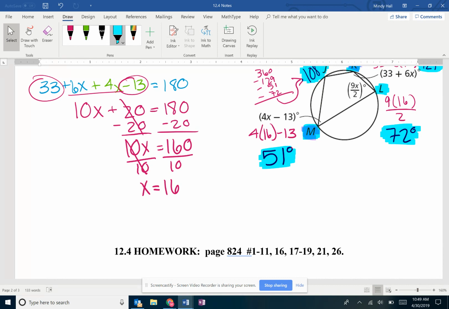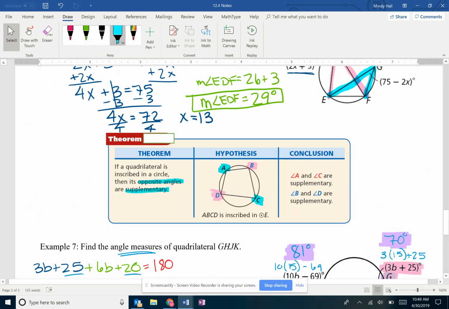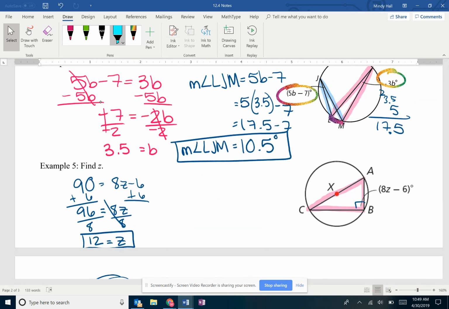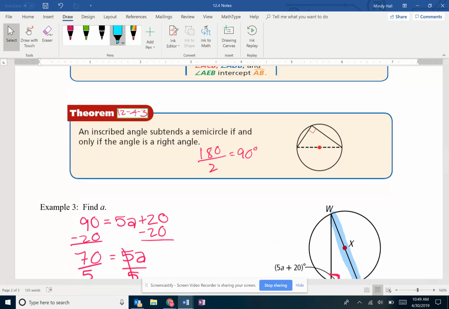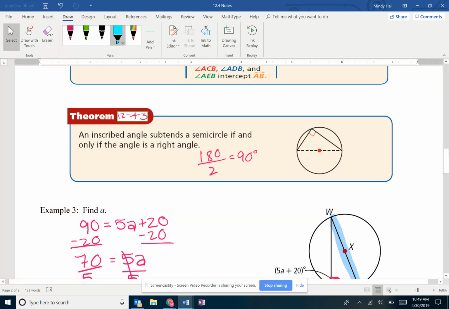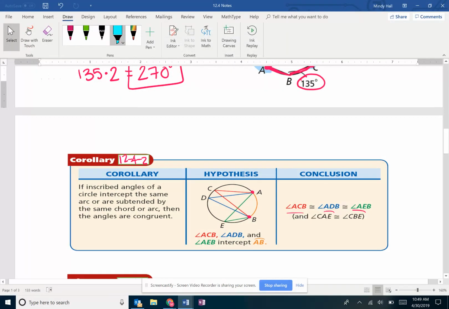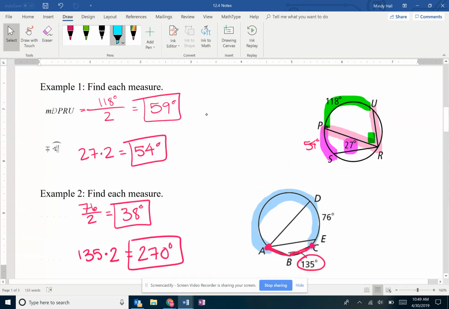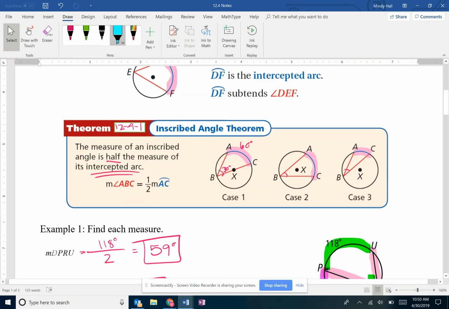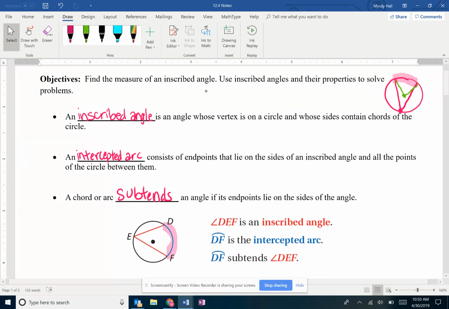So remember, just a quick recap. We have that for quadrilaterals that are inscribed, the opposite angles are supplementary. We also have that if an inscribed angle makes a semicircle or a diameter, then you know that the inscribed angle is a 90-degree angle. You also know that inscribed angles, if they make the same chord, then all the angles are congruent. And then when you're finding the angle measures, remember that your angle is half the measure of the intercepted arc, or if you're given the angle, multiply it by 2. And that is 12.4.